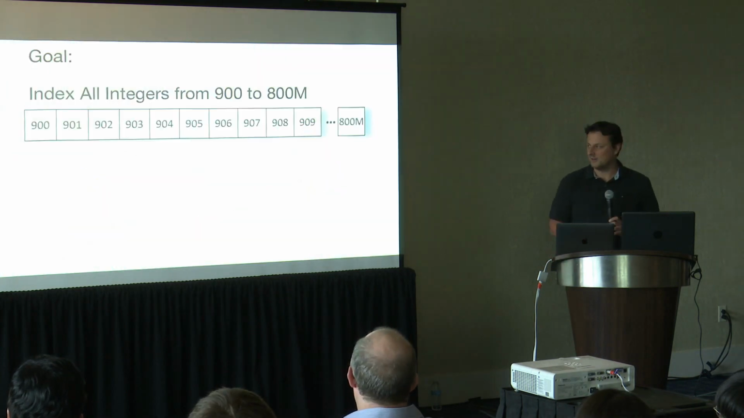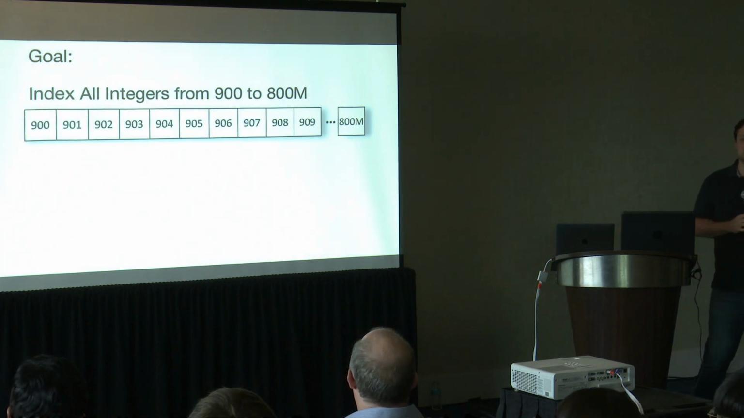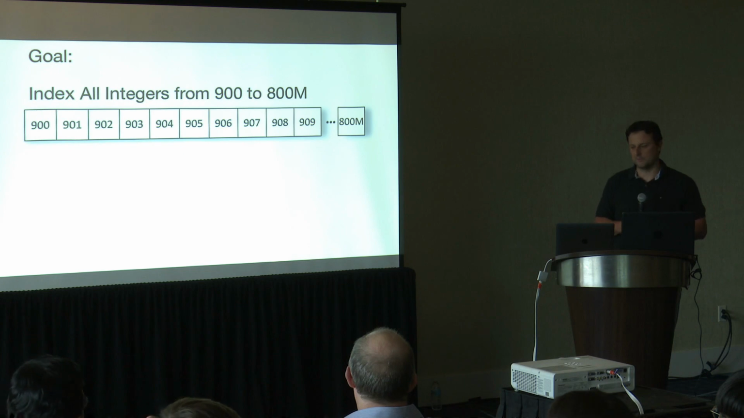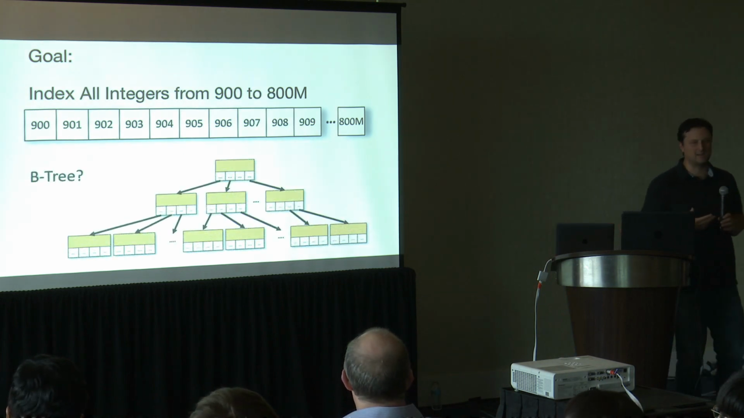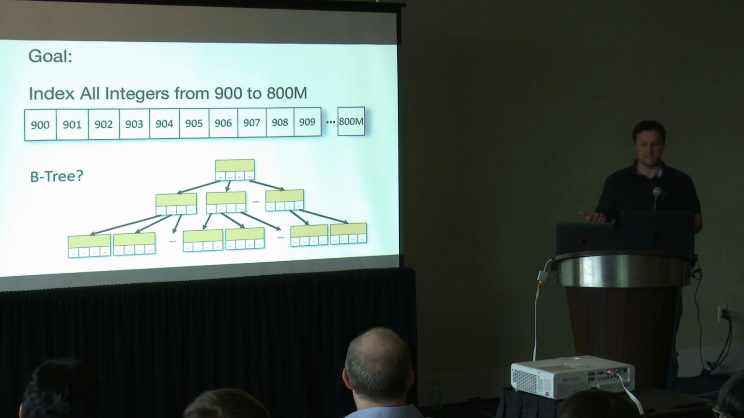So let's take a look at an example. Let's assume we want to index all the integers from 900 to 800 million, and we want to index them so that we can do range lookups. That's the reason why we have them sorted in the first place. On one hand, we could use a B-tree for that, which has a storage complexity of O(n), and every lookup costs us O(log n).